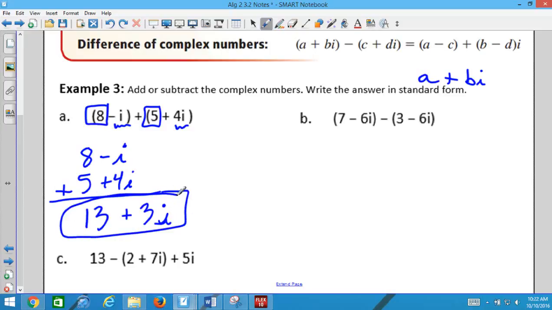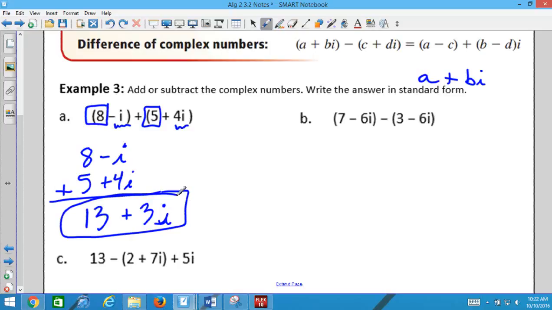Should it be 12 instead of 13? No, 7. You made me second guess myself. I'm like, what? Because I had 13 in the other class too. Now you should get 13 plus 3i, if you did it by just combining like terms, or if you added them up and down by combining like terms.